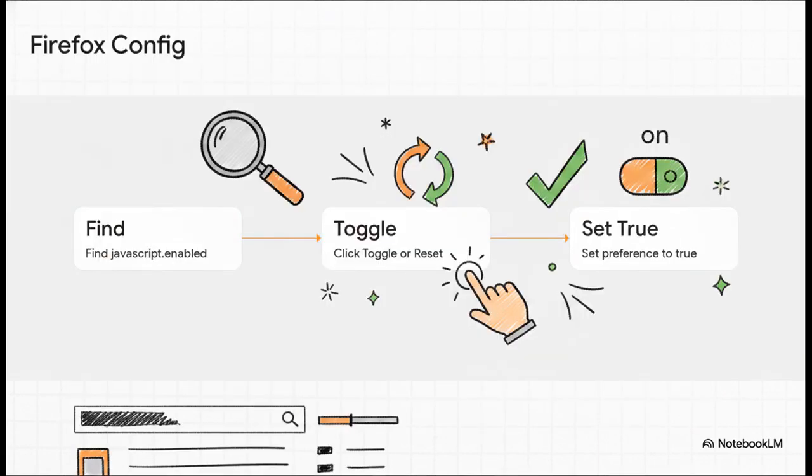Once you click past that warning, you'll see a search bar for your preferences. You're looking for a specific one called javascript.enabled. When you find it, just hit the toggle or reset button right next to it so the value changes to true. And just like that, JavaScript is back in action.